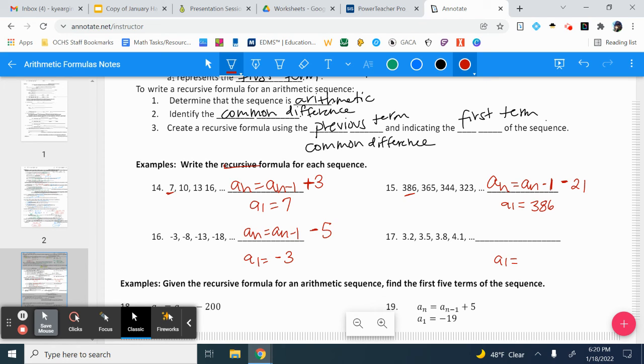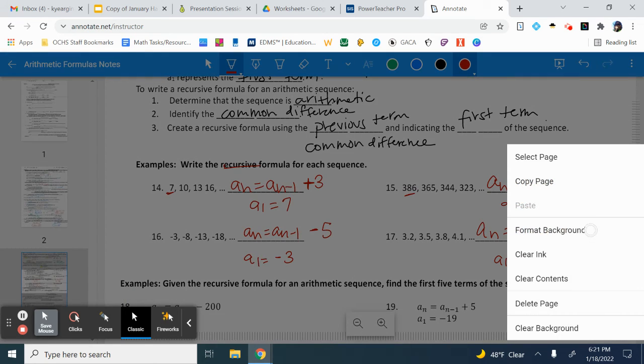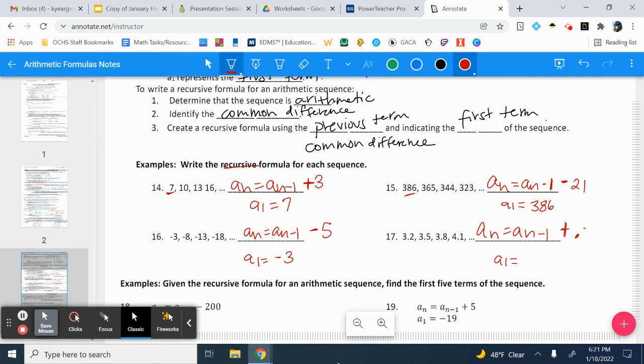Okay, so I have 3.2, 3.5, 3.8, 4.1. Hopefully you can tell that this common difference is adding 0.3. So the part that never changes, a sub n equals a sub n minus 1. And then we said that we added 0.3. And my first term in this case was 3.2.